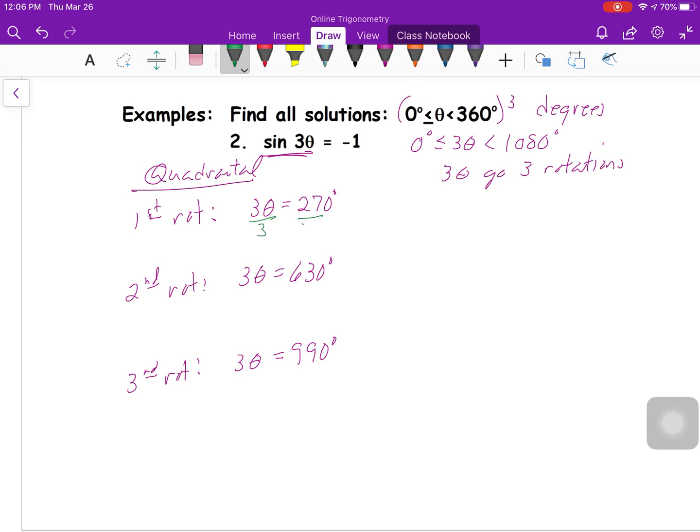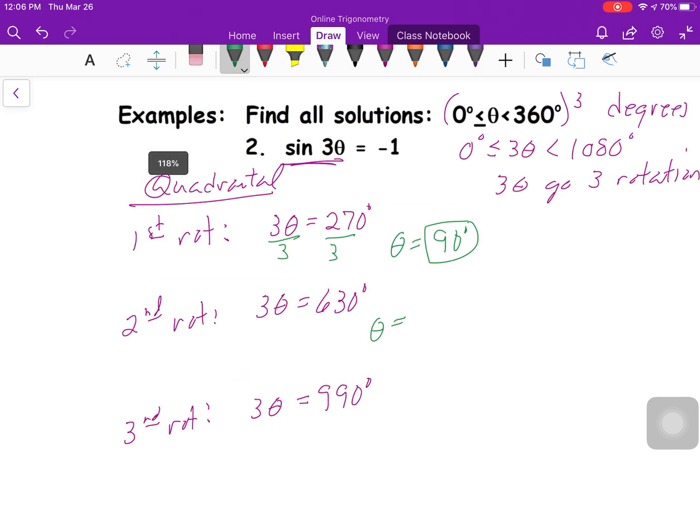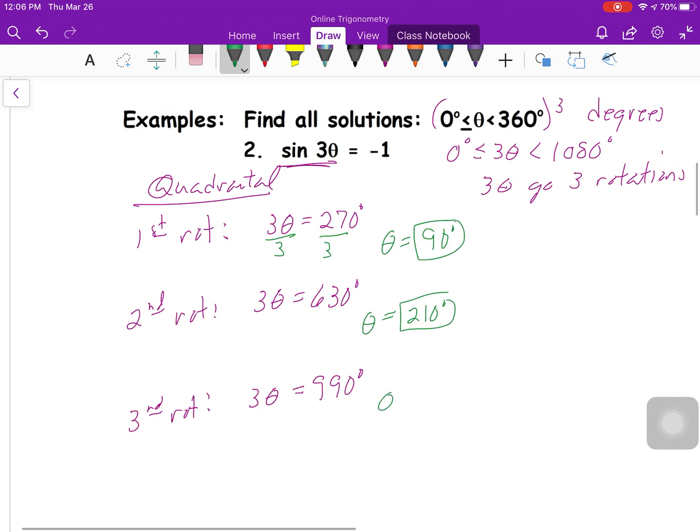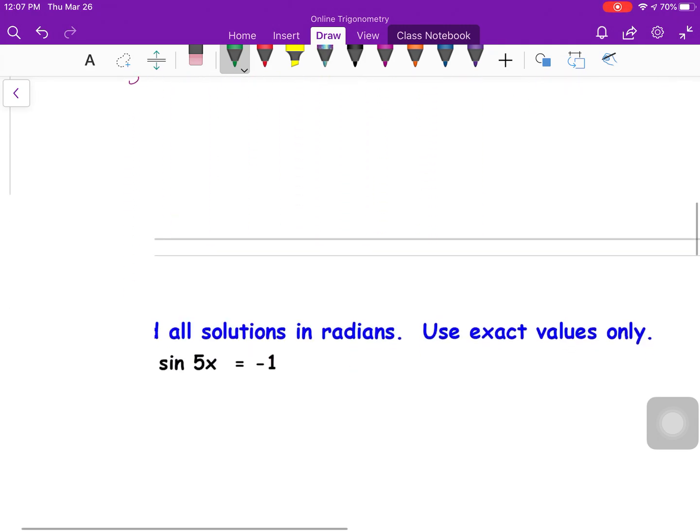So if we divide by 3 on this first one, we get theta equals 90 degrees. If we divide by 3 on the second one, we get theta equals 210 degrees. And if we divide by 3 on this last one, we get theta equals 330 degrees. You see how the multiple angles were handled there? Let's take a look at a third example.